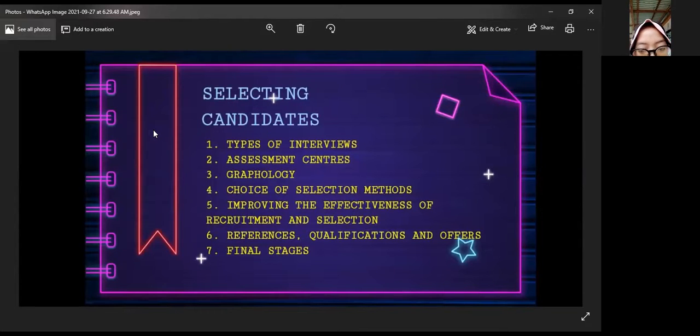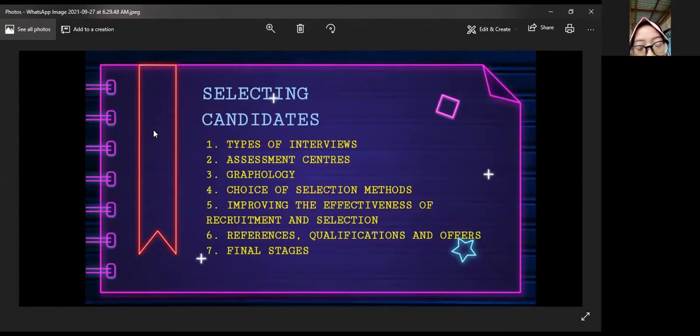Okay, we move to the last stage. This is selecting candidates. The main selection methods are the interview, assessment centers, and tests. Another, much less obvious method used by a few firms in the UK, and more extensively in the rest of Europe, is graphology.